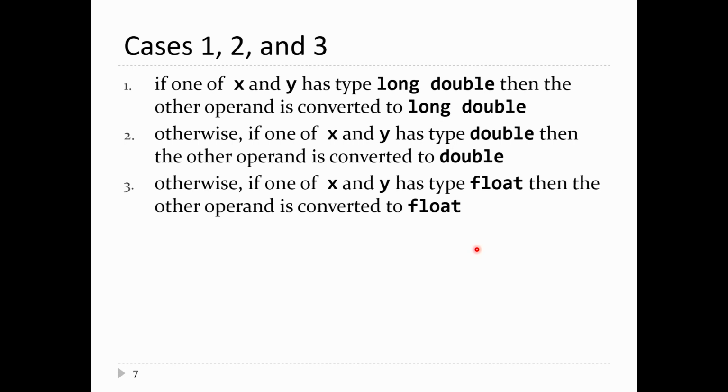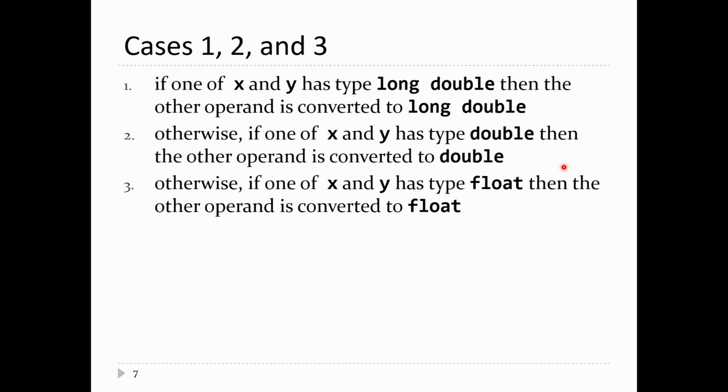So if one of x and y has type long double, then the other operand gets converted to long double. So everything happens in the larger type. Otherwise, if one of x and y has type double, then the other one gets converted to double. It doesn't matter what the type of the other one is. If it's an int or a floating point, it gets converted to double. Otherwise, if one of x and y has type float, then the other operand is converted to float.